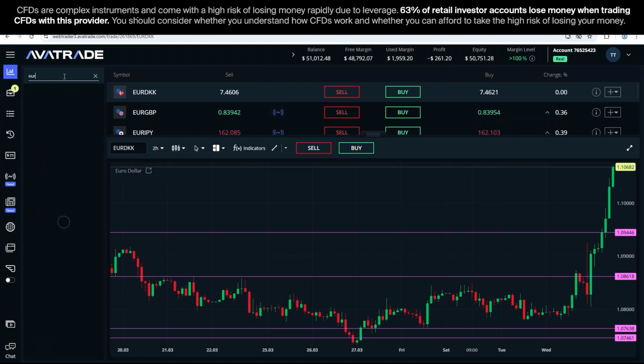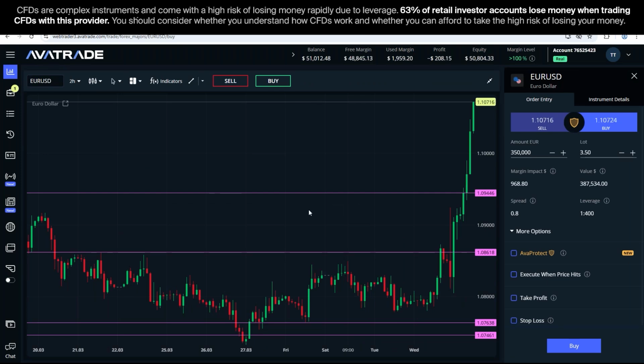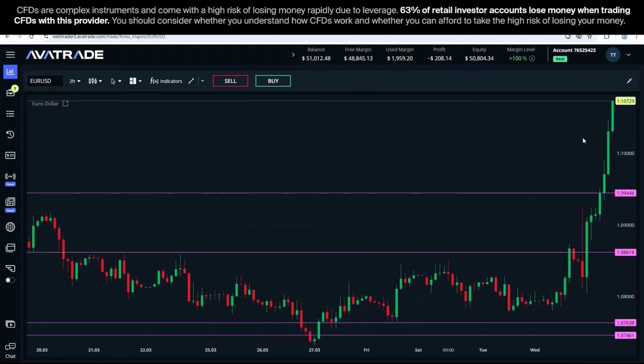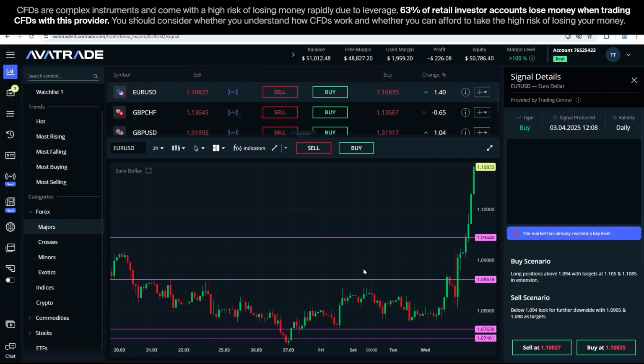Okay, looks like there's a little glitch. If you're trying to search the asset from within this area in the chart, it's working better if I go to the top left corner up here. Okay, now we've got the correct chart. And what we could do before we look at the chart is see, is there a signal here? And there is a signal on Euro USD. So what's the most recent signal?